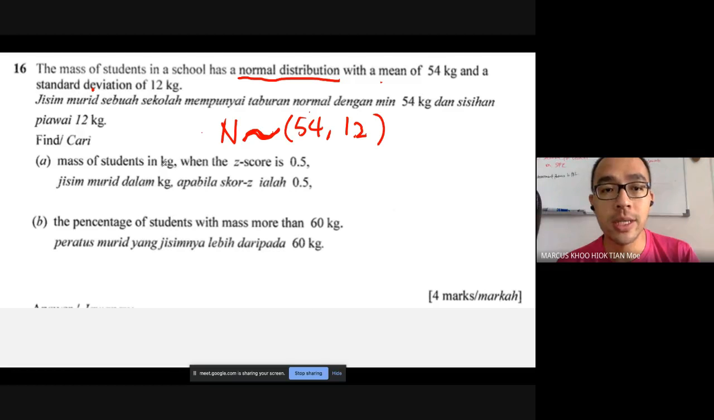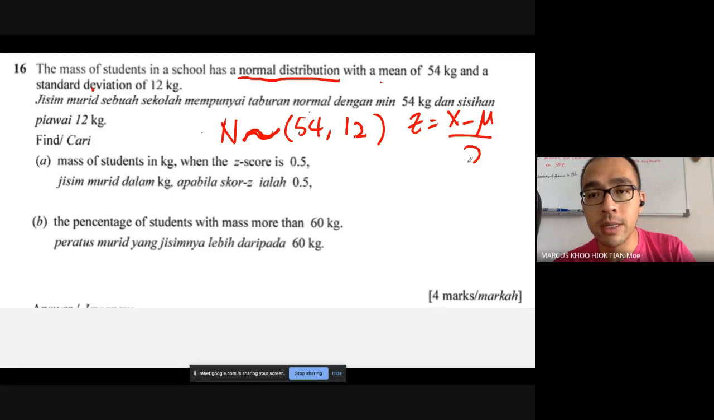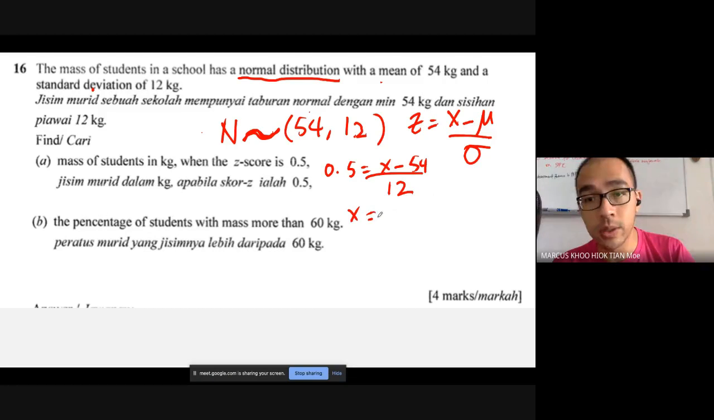So the mass of the students in kg when the z-score is 0.5. Let's think about it. This is very simple. You're given the z-score. The formula for z-score equals x minus mean over standard deviation. So you get 0.5 equals x minus 54 over 12. Very, very simple, very basic. So x equals 60. It has not asked you to use the table yet, because they already give you the exact score, and ask you to find x only.